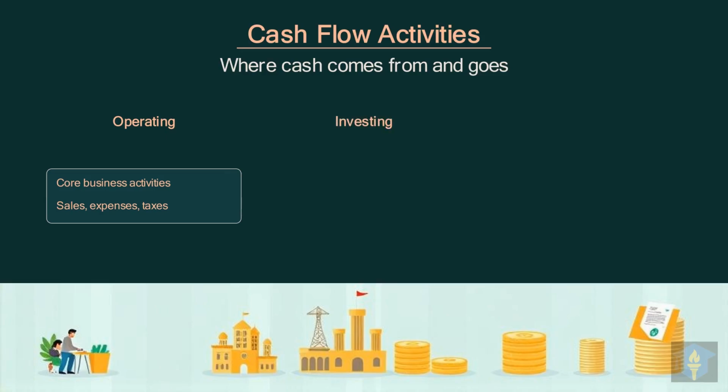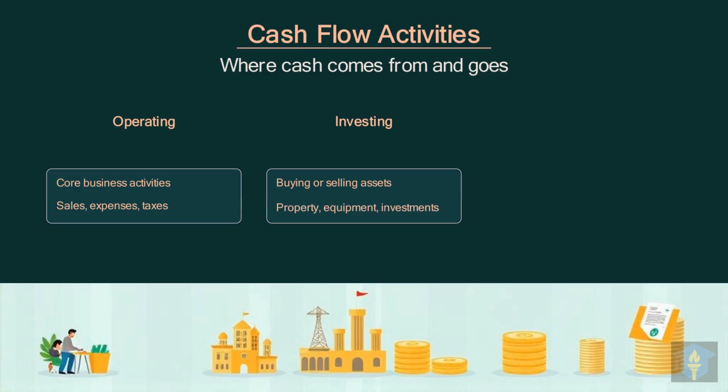Next, investing activities show cash flows related to acquiring or selling long-term assets for future growth. This category covers cash used to purchase or received from selling various types of assets. Think about buying or selling property, equipment, or even other long-term investments.